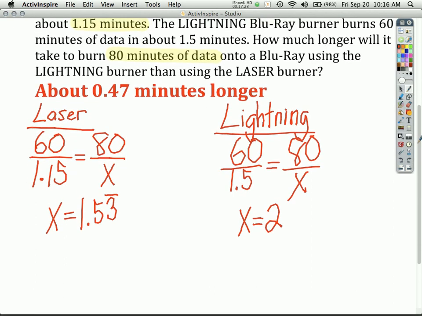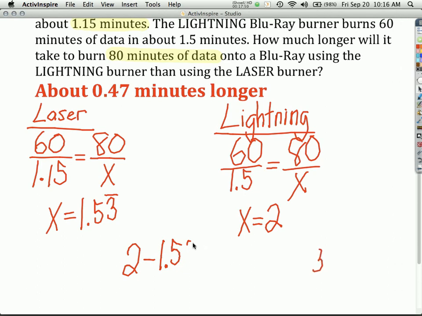Okay. So what do you have to do with this information at the end? Yeah, you have to subtract them. When you're trying to find how much longer, then you had to do 2 minus 1.53. My savvy math students who figured it out over there took the 1.53 and just made it 1.5 because that's pretty close. And so they knew that this would be a very good approximation of the answer. And it comes out to half a minute.